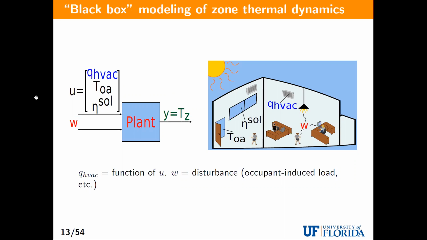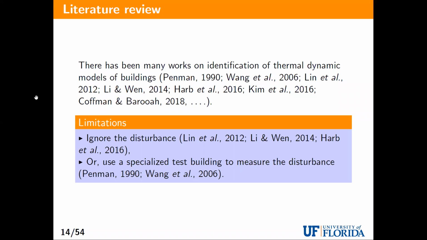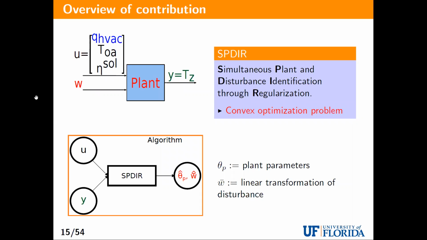So this is 0. And what's the relation between this and that? Well, that can be done, but then it'll be incorrect. And the people who have recently tried to address that problem, how do you handle disturbances? They have used specialized test buildings where the disturbance is measured. I mean, you cannot use that in an existing building 24/7. So the technique that we came up with recently, our goal is to estimate the disturbance and the unknown plant model at the same time.